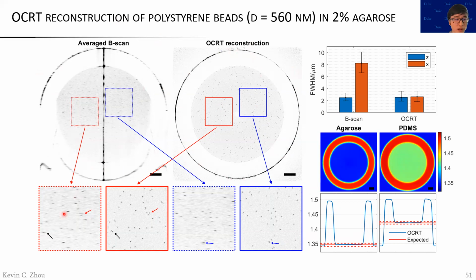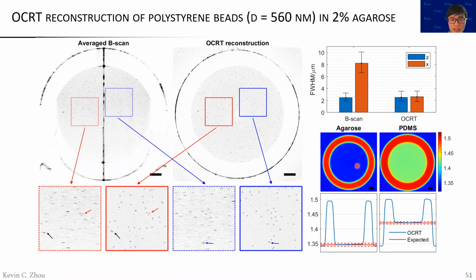If we zoom into smaller regions, we can see the nice lateral resolution enhancement of OCRT over OCT, likewise in this panel. To quantify this, we segmented out these beads, fit them to anisotropic Gaussians, and plotted the full width half maxes. We can see that for OCRT, the resolution is isotropic at around 2.5 microns, corresponding to the axial resolution of the B scan. Since the original lateral resolution of the B scan was around 8 microns, we observed a greater than 3-fold resolution enhancement.